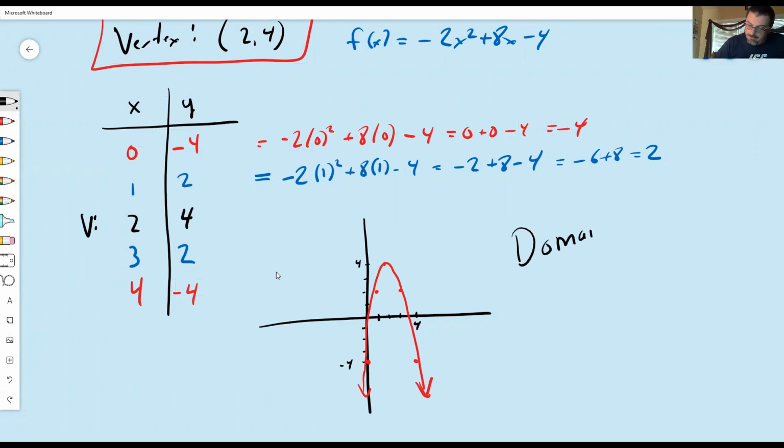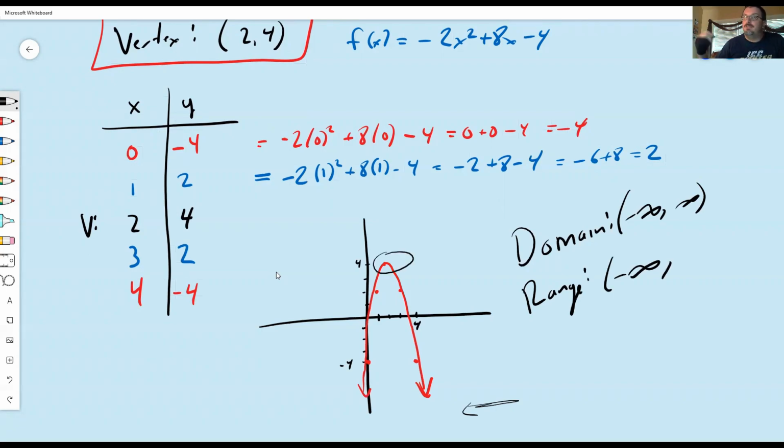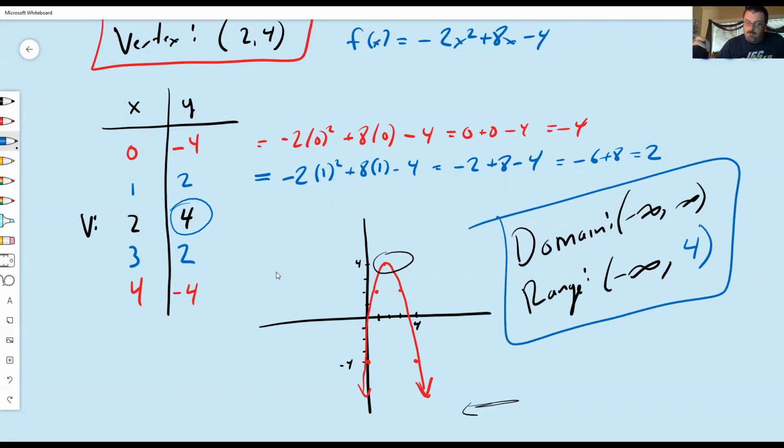Domain. Well, parabolas, we said, always go far left, far right, so there's everybody, so minus infinity to plus infinity. The range: it goes from the smallest value to the largest value. So the smallest values are way down here, so we'll go from minus infinity up to the highest value. The highest value is right here at the vertex. So the highest y value is this 4. So that's my domain and range.